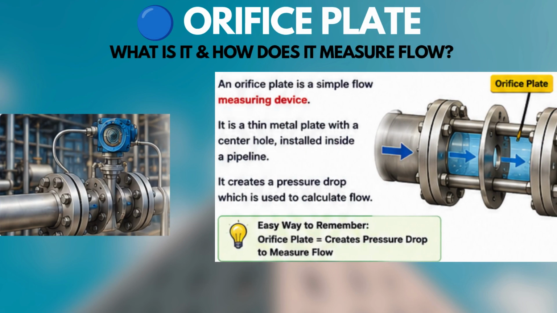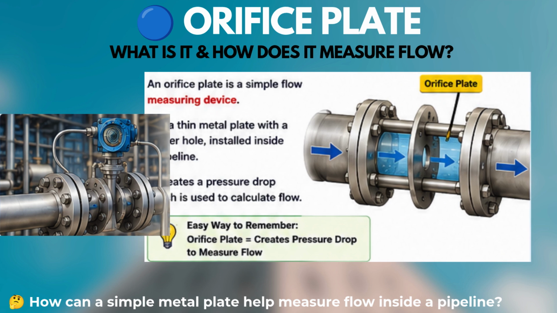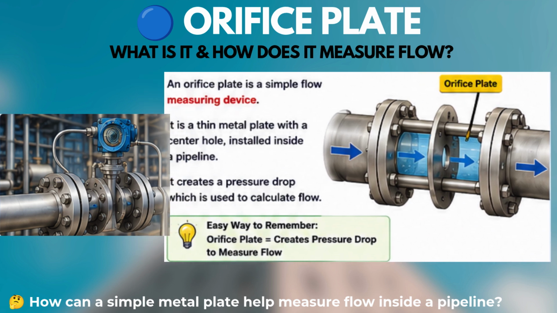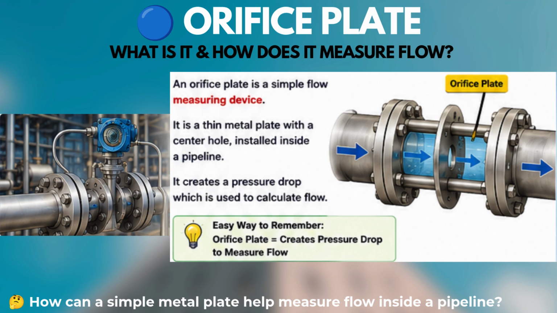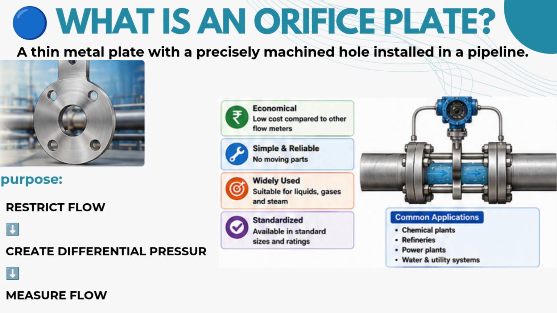How can a simple metal plate installed inside a pipeline help us measure the flow of liquid or gas? The answer is an Orifice Plate. It creates a controlled restriction in the pipeline, producing a pressure difference that can be measured and used to determine flow. An orifice plate is a thin plate with a precisely machined opening or bore installed in a process pipeline.